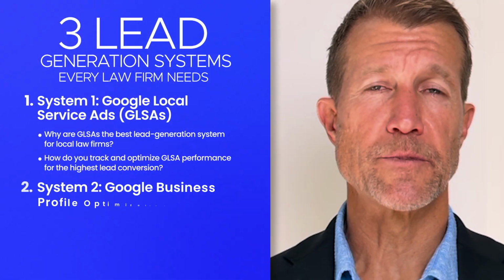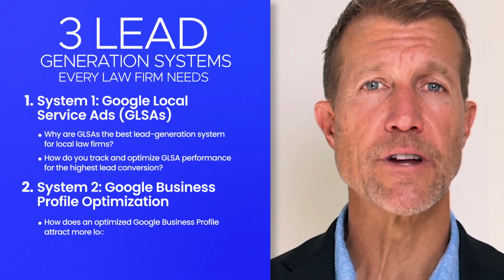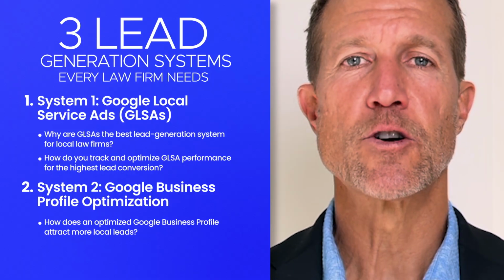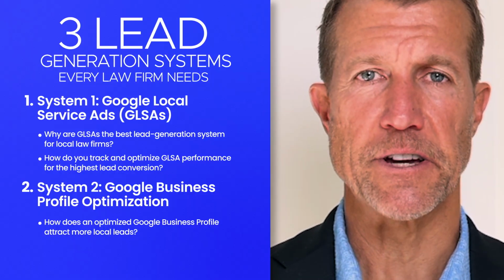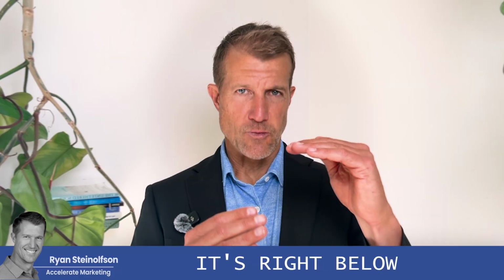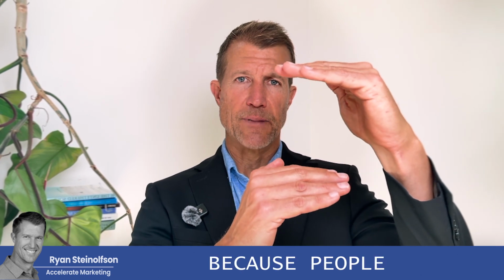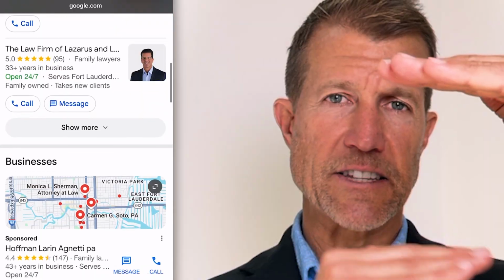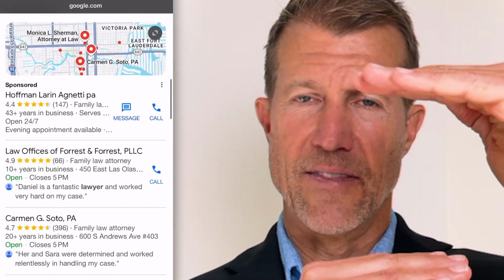System 2, Google Business Profile optimization. How does an optimized Google Business Profile attract more local leads? So just like your Google Local Service Ads page is going to attract local leads because you're being found at the top, Google Business Profile is right below the Local Service Ads section, and you're going to get an amplification effect because people are going to get redundancy. They're going to see your business up here, and then they're going to see you on the maps. And that duplication leads to an exponential increase in the lead volume.